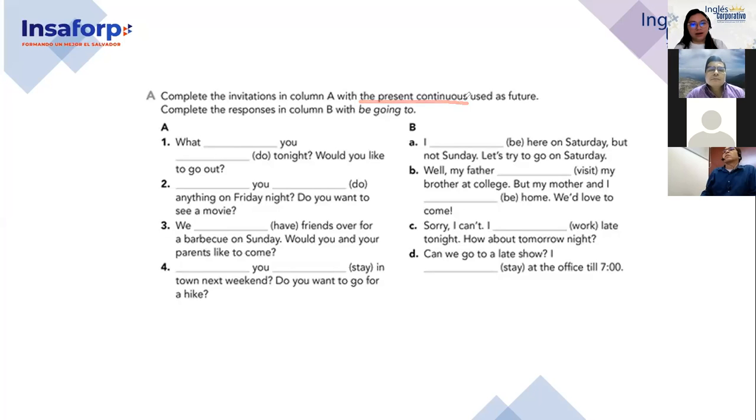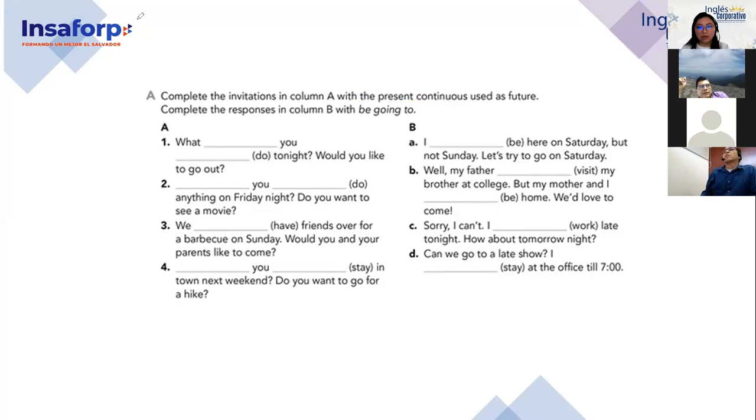First part, we are going to use the present continuous. Acuérdense que el present continuous es el verbo más ing. Tenemos sujeto, verbo to be, verbo ing, complemento. Esa es la estructura. Así que vamos a redactar, a ver cómo nos queda.